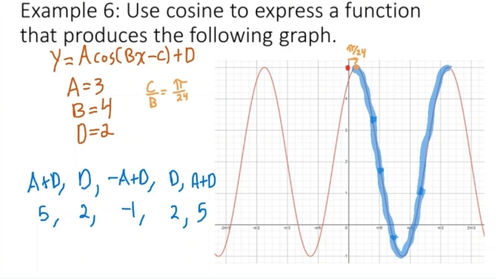We've already determined that b was 4, so c over 4 equals pi over 24, which means c equals pi over 6. Now that we figured out the last letter, we can form the equation of our function in terms of cosine, and we get that our graph can also be produced by the equation y equals 3 cosine of 4x minus pi over 6 plus 2.